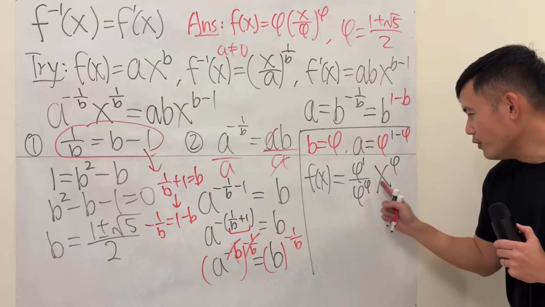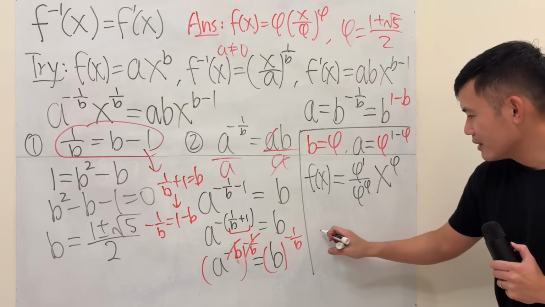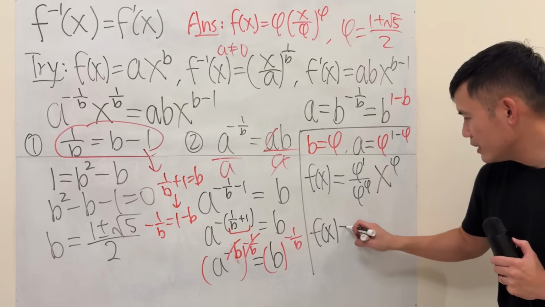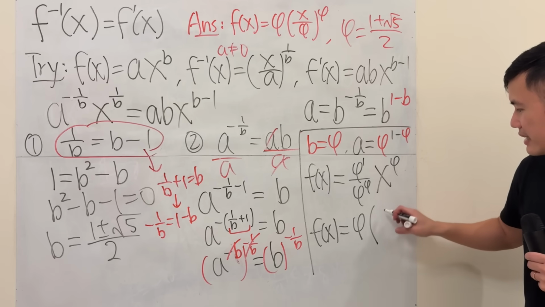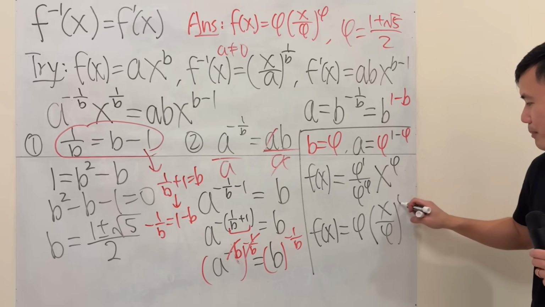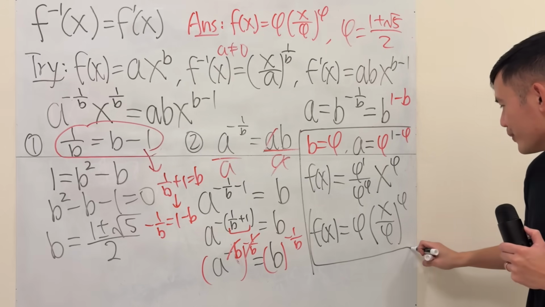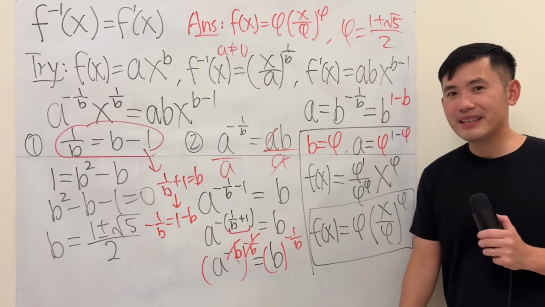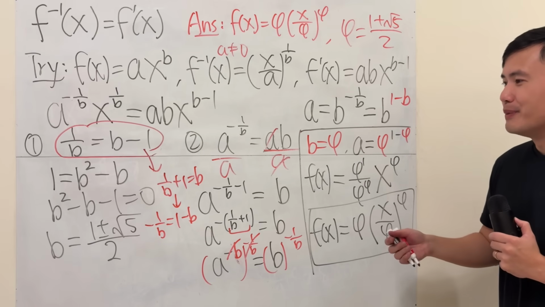Notice that both of these have phi's power, so I can do the following. f of x equals phi to the first in the front, and then rewrite that as x over phi raised to the phi's power. And that is the answer that we have here. Very, very cool. Yep, and that's pretty much it.